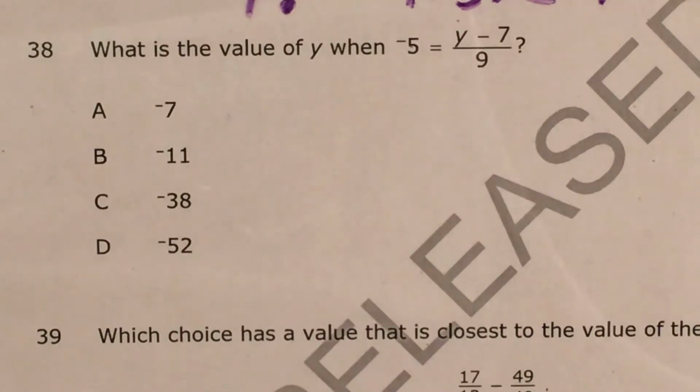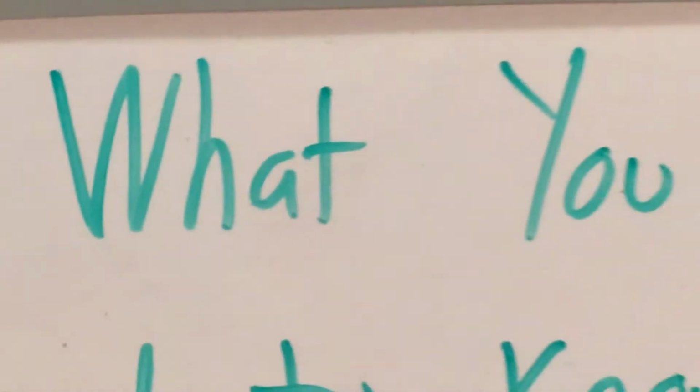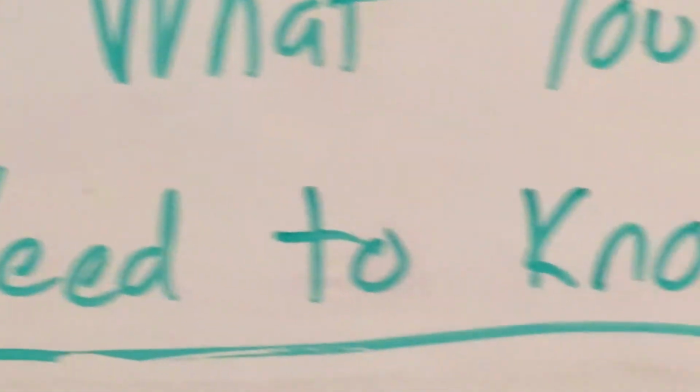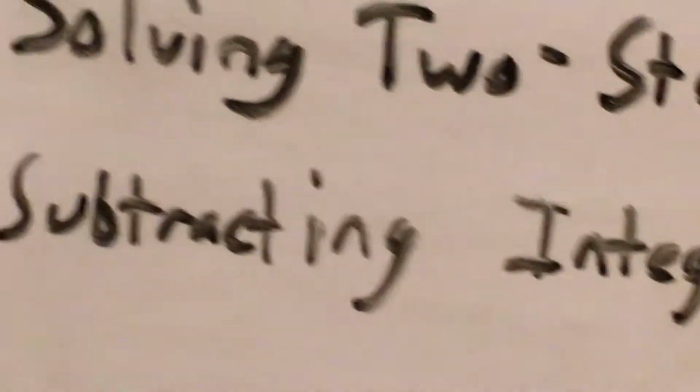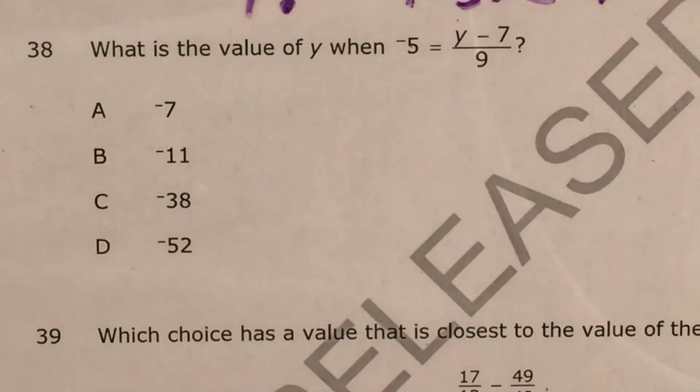Now, in order to do a problem like this, there are two big skills that we're going to need: solving two-step equations, and then also we're going to have to deal with subtracting integers as part of solving this problem.